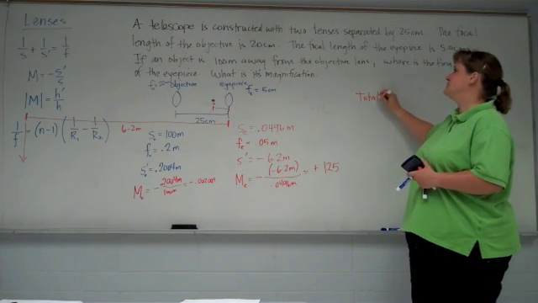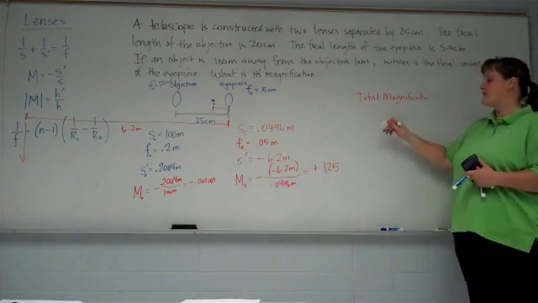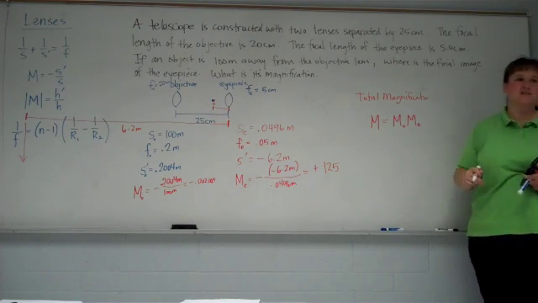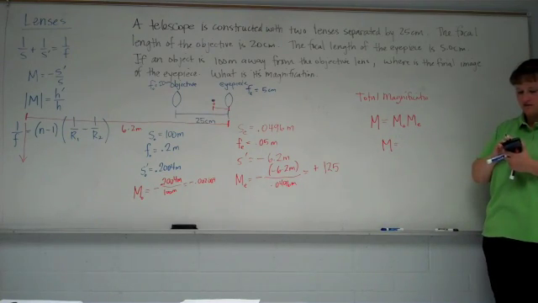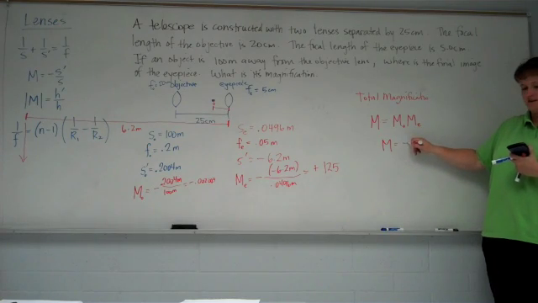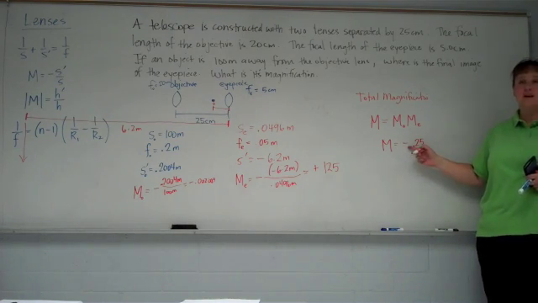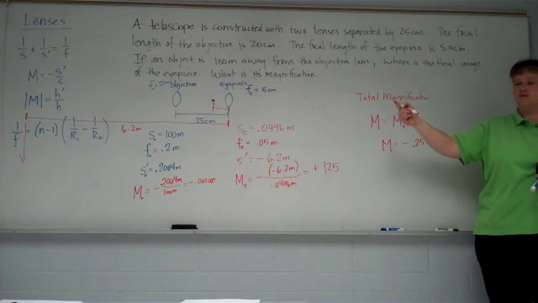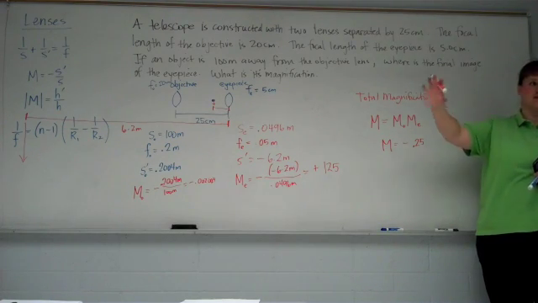Total magnification: if you want to find what is totally happening, you simply need to multiply the two magnifications together. So the total magnification for our final image is negative 0.25. Negative meaning the final image is inverted relative to the original object. The 0.25 meaning the final image is 1/4 the size of the original object.